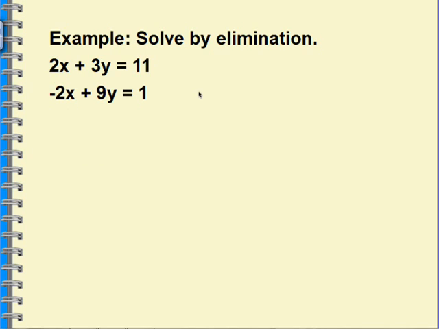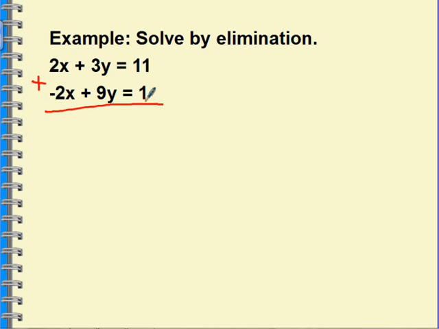Alright, let's look at this next problem to solve by elimination. So I have my system of equations. 2x plus 3y equals 11. Negative 2x plus 9y equals 1. Well, look, what variable are we going to eliminate here? It looks like the x's, because I have the same coefficient, but opposite signs. So we are going to add these equations together.